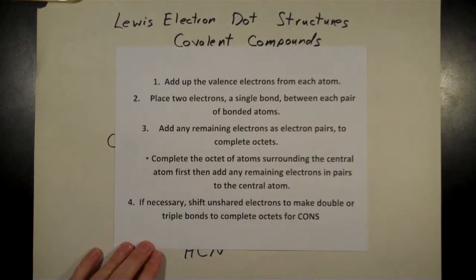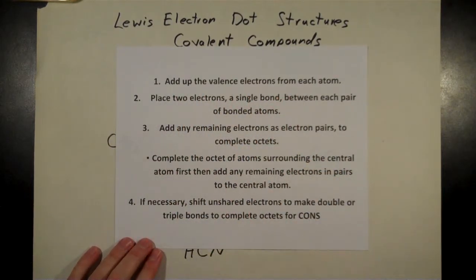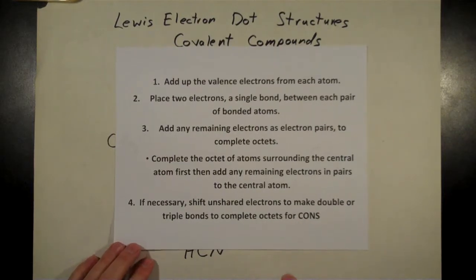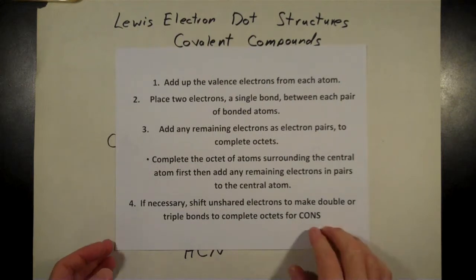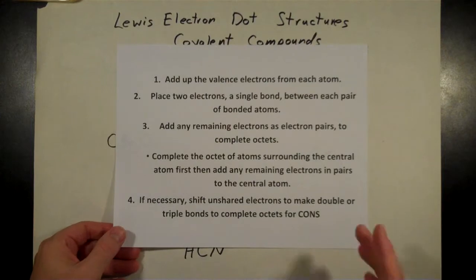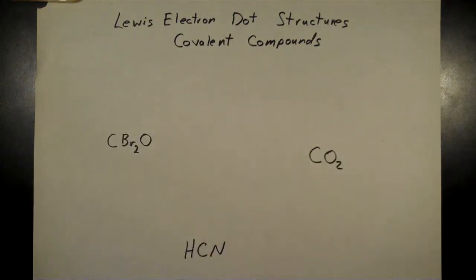So we looked at these first three steps. Again, you get the basic layout, and then you add up the valence electrons to figure out your total, and so forth. But what we didn't look at was this last step, because we didn't have to do that in any of those systems. If necessary, shift unshared electrons to make double or triple bonds to complete octets for these four elements, for carbon, oxygen, nitrogen, or sulfur. Those are the main ones that will do double or triple bonds. Most other elements just can only form single bonds, although they might make more than one single bond for that. All right, so that's what we want to take a look at here.